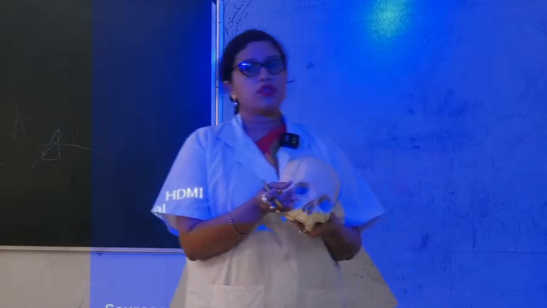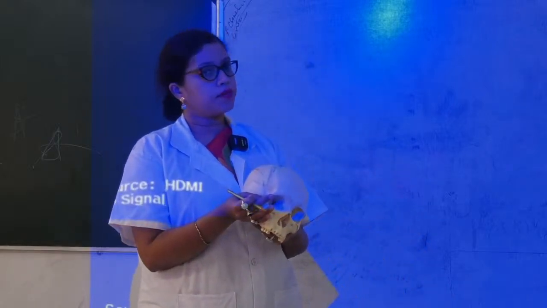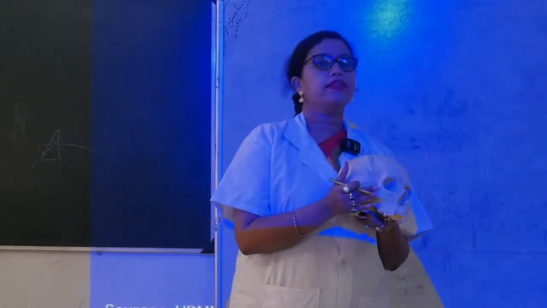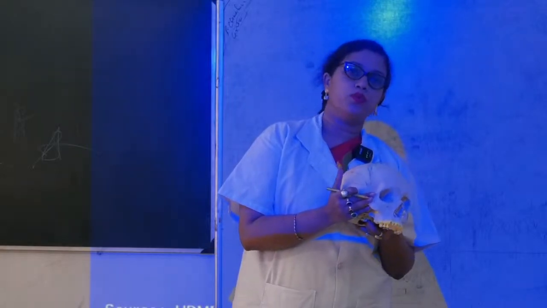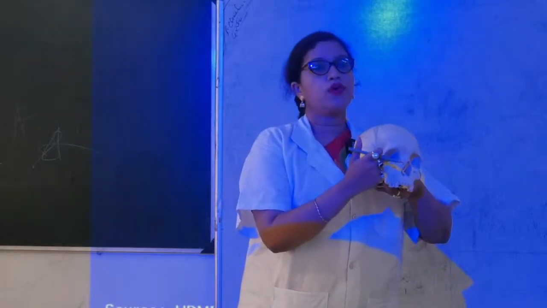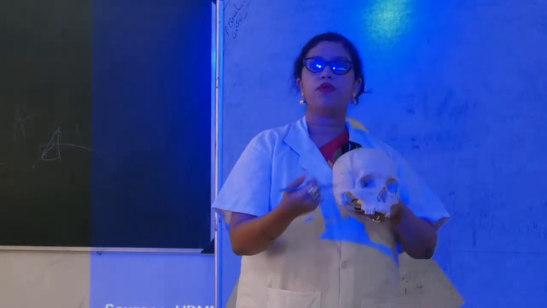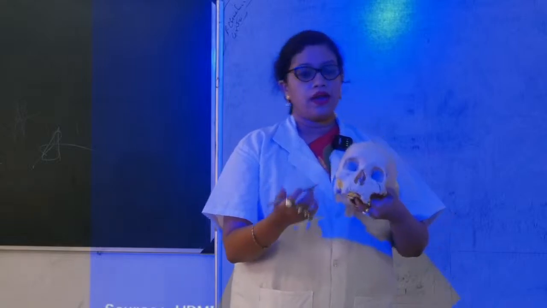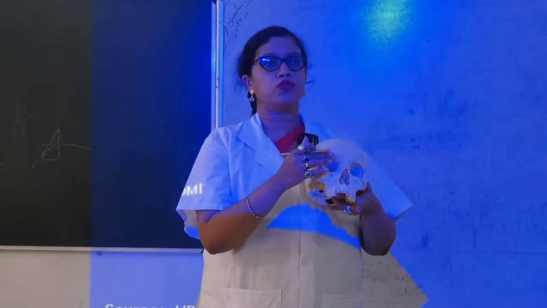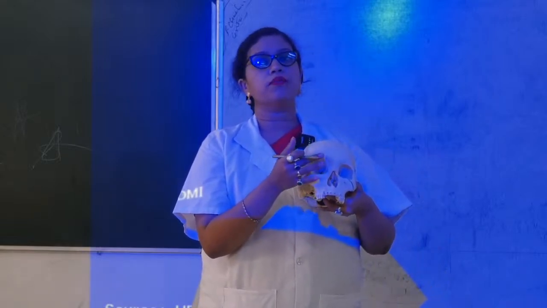The zygomatic process of frontal bone and the frontal process of zygomatic bone will form the frontozygomatic arch on the lateral boundary of the orbit. Okay. Now coming to the superior boundary. If you see the superior boundary, what are the bones you will get?